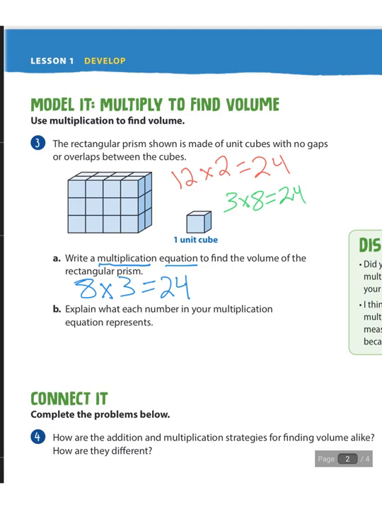Still, other kids had another method. They noticed that this front face has 1, 2, 3, 4, 5, 6. There are 6 unit cubes in this face, and there are 1, 2, 3, 4 of those. Well, 6 times 4 is 24. It doesn't really matter how you do it, as long as you get your correct answer of how many unit cubes are there.